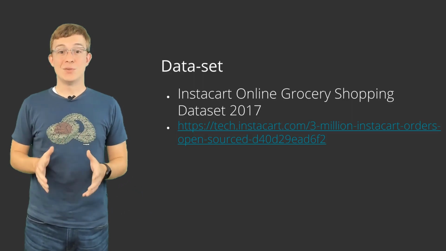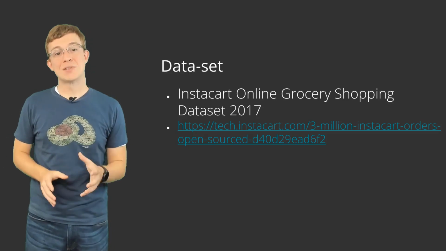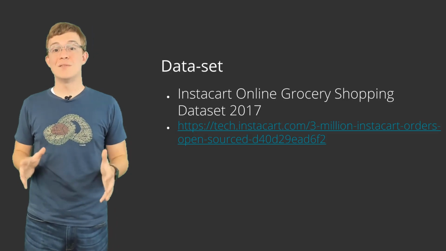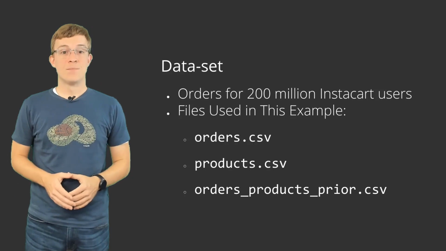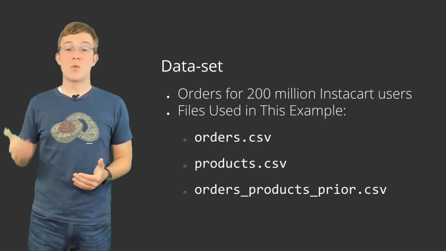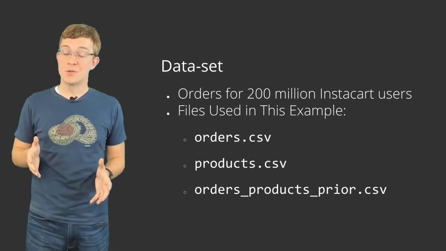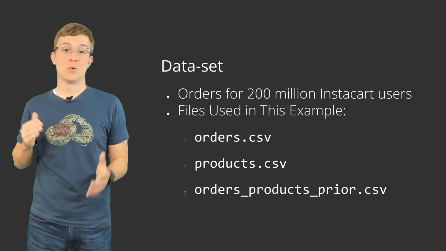The dataset includes orders for 200 million Instacart users. Instacart has detailed the different collections, a data dictionary, and their individual use cases in their official post, which I have also linked. To try and keep things simple for our example, we will only be using three of the CSV files provided from Instacart: orders, products, and order_products__prior.